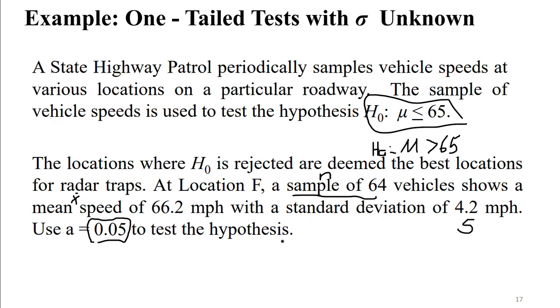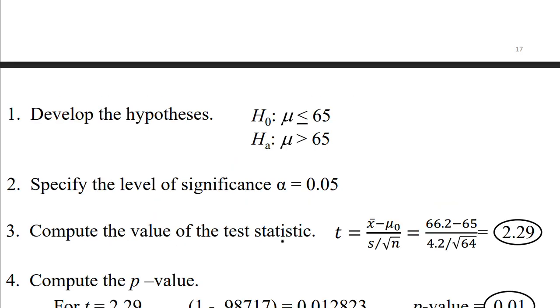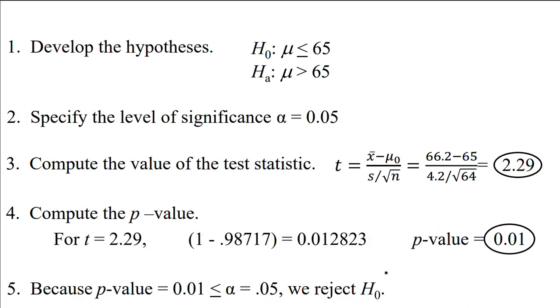So we're going to go over the 5-step process. Step 1, we state the null and alternative hypothesis. Step 2, we specify our significance level. Now, step 3 is going to be a little different because this time we don't know the population standard deviation. And so what we do, we use the sample standard deviation.